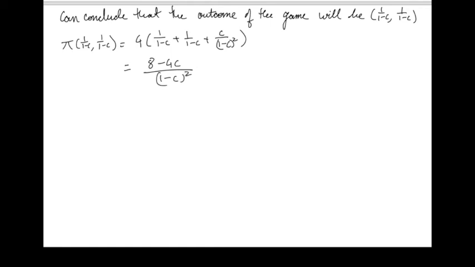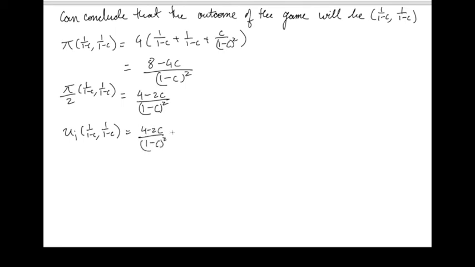So if we split the profit between the two partners, each partner's share of the profit is 4 minus 2c divided by 1 minus c squared. The cost that they each suffer is 1 over 1 minus c squared. So the payoff to each partner is just their share of the profit, 4 minus 2c divided by 1 minus c squared, minus the cost that they suffer, which is 1 over 1 minus c squared. And that's just 3 minus 2c divided by 1 minus c squared. Is this an efficient outcome?